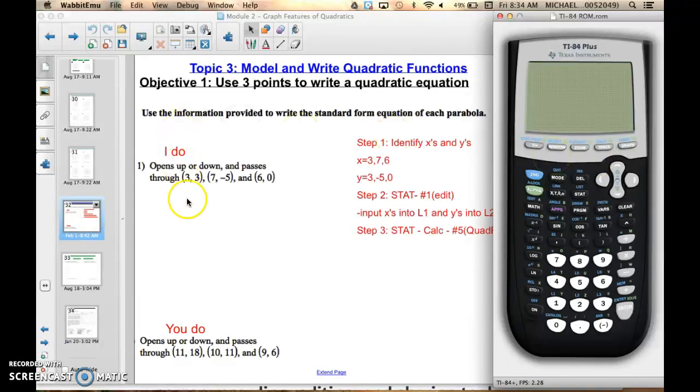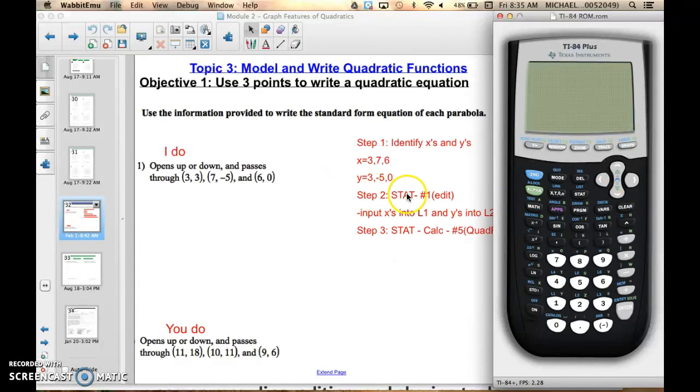But if I'm given these 3 points, (3, 3), (7, -5), and (6, 0), the first step is to identify the x values and the y values. X values in coordinate points are always listed first. So our x values are 3, 7, and 6, and then the y values are 3, -5, and 0. That is the first step done. Now we're going to go into our calculator.